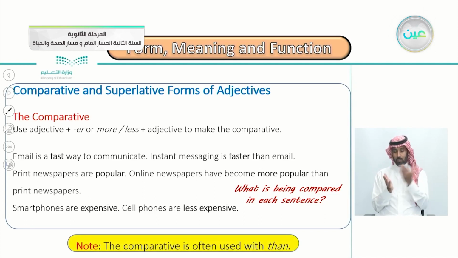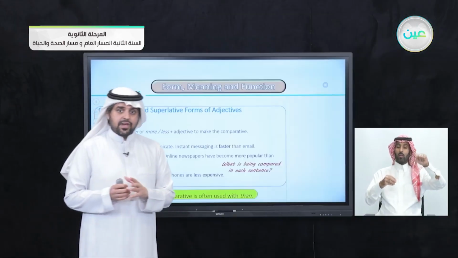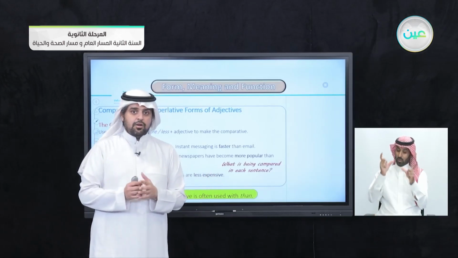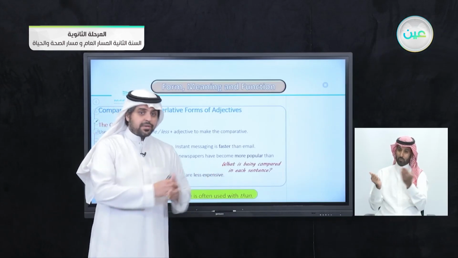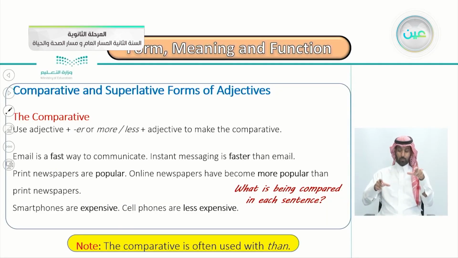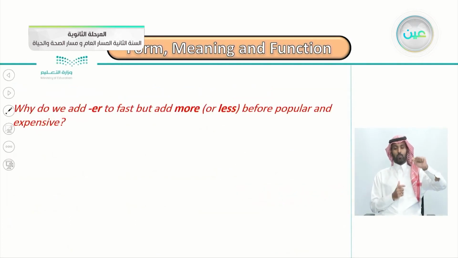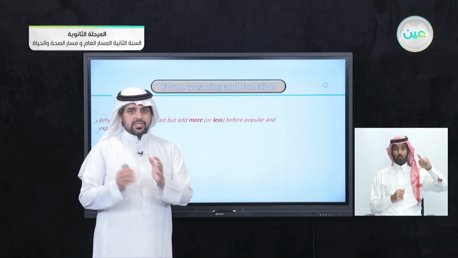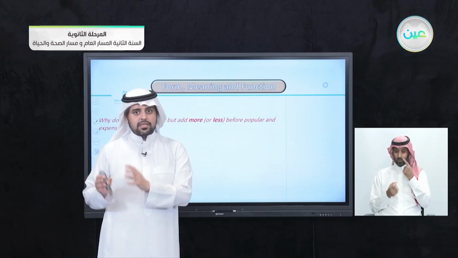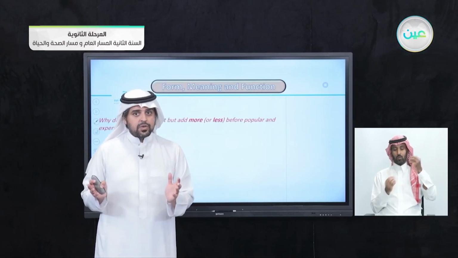Note here, the comparative is often used with than. You say instant messaging is faster than email. Online newspaper is more popular than printed newspaper, and so on. So use the word than. Why do we add er to the adjective fast, but we say more or less before popular and expensive? When we were talking about the adjective fast, we added er. But when we said popular and expensive, we added more or less. Why do we do that?